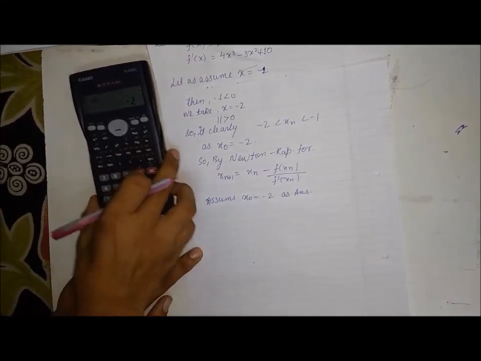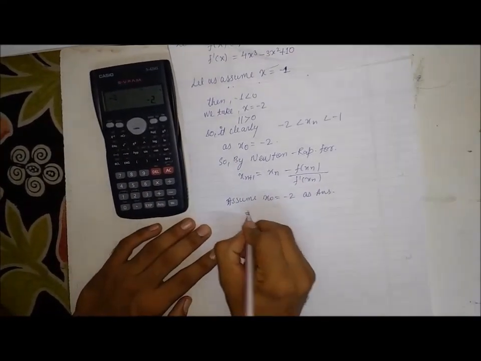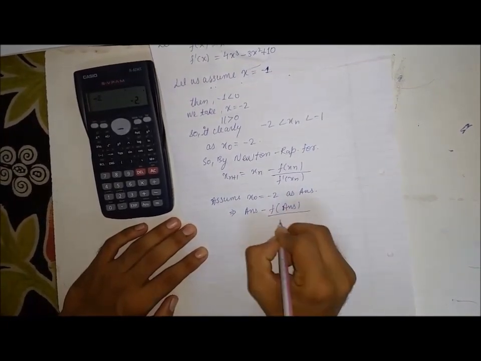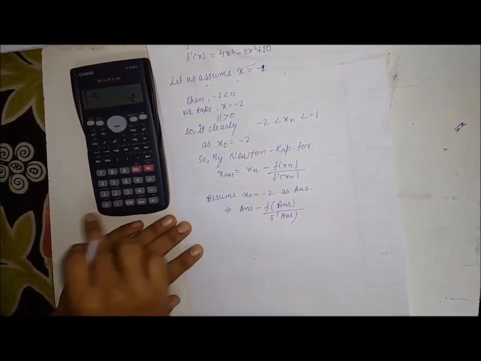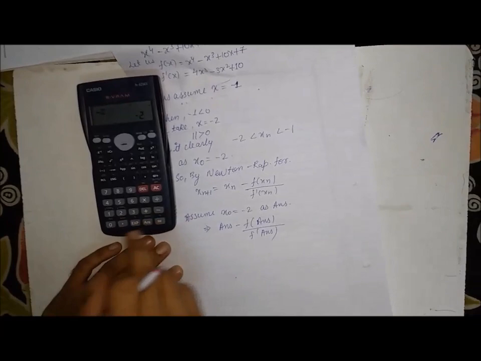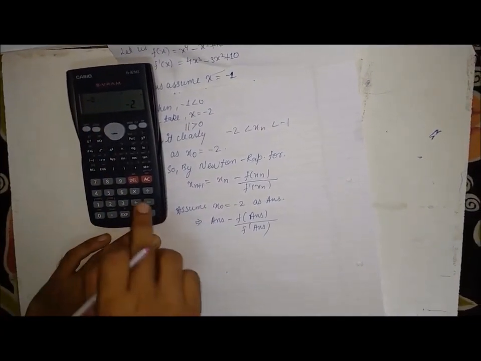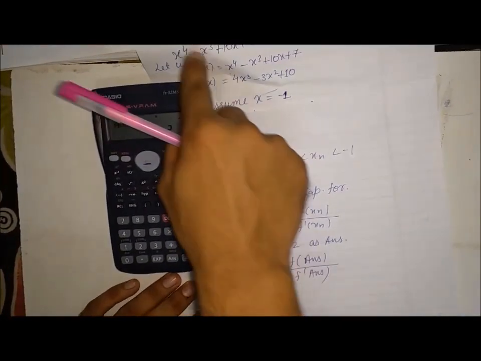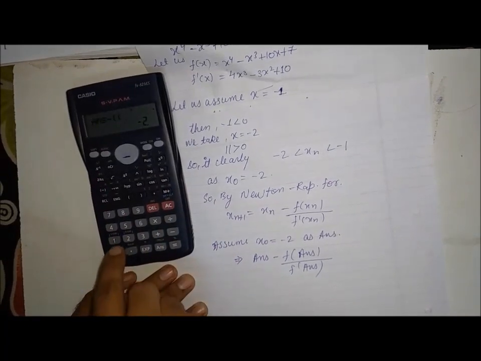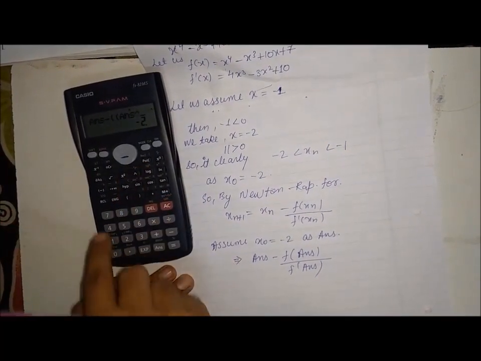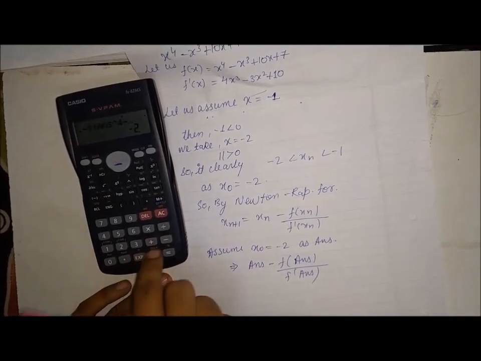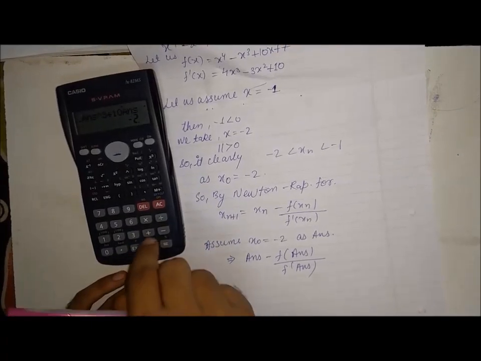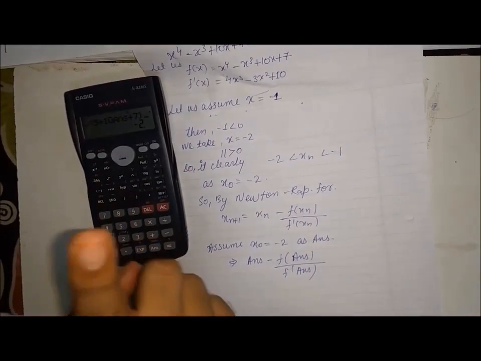So on paper we'll keep answer minus f of answer upon f dash of answer. So when we go through the calculator, just type answer, which is equal to minus 2. Now with the formula minus, just put double bracket and the given polynomial with answer: answer raised to 4 minus answer raised to 3 plus 10 into answer plus 7, and just close a single bracket.